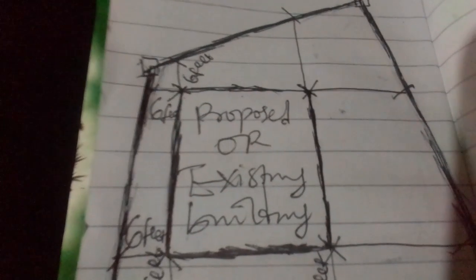In this video I'm going to be explaining setbacks for site plan. So this is a proposed building, proposed or existing. It's either a proposed building or an existing building. Proposed building meaning it has not been built. Then existing building means it's already existing, it has been built. So the main purpose of this video is for you to be able to know the setbacks for every building. Every building is supposed to have setbacks from the boundary of the plot.